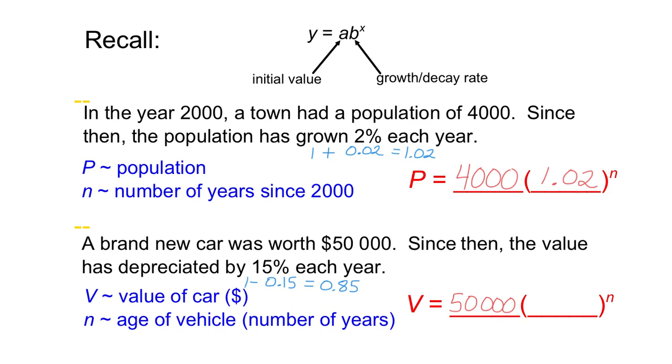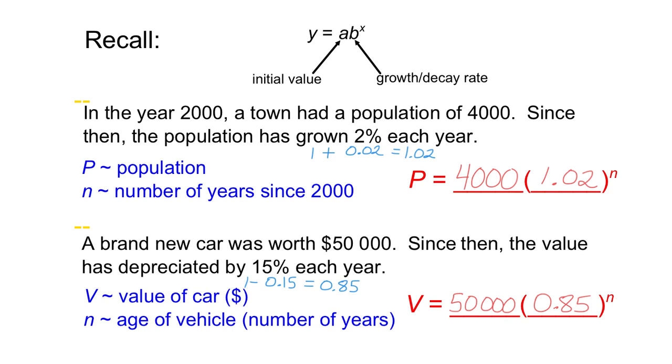Let's back up. In the previous example, the population was growing by 2%, so it was 1 plus 2% to be 1.02 as the growth rate. Here we're depreciating by 15%, so we're going 1 minus 15%, so our value is 85% of what it was in the previous year. That's our decay rate. So that would be the equation to model the value of the car N years after it was made. Starts at $50,000, and every year it's 85% of what it was in the previous year.